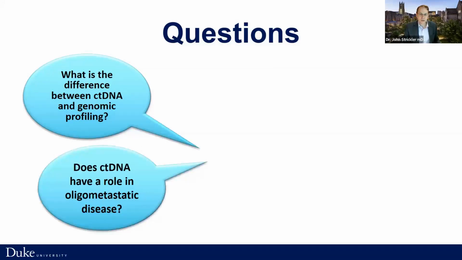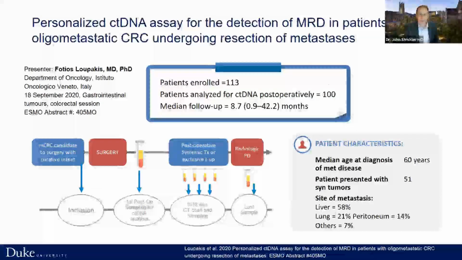Next question I got is, does circulating tumor DNA have a role in oligometastatic disease? And the short answer is yes, in certain cases. And there's some data out of Italy that shows that we can potentially apply this to people with metastatic disease, at least in certain scenarios. Ideally, this is a test that should be used when you have a question you need to answer, and that blood test can help us.